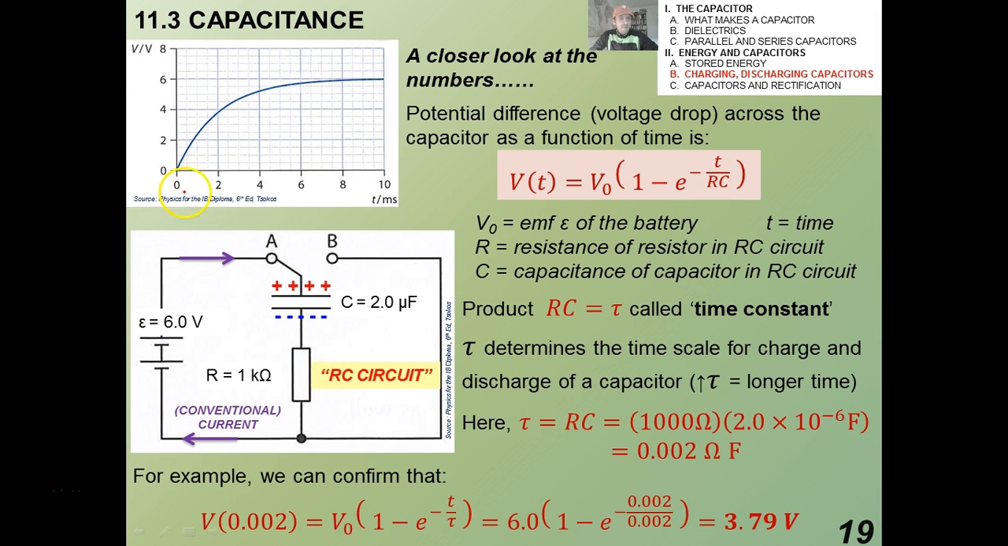Now, for example, if we look at this graph, we can confirm that, okay, so taking t at, say, 2 milliseconds, if we plug it into this equation, we get that V at 0.002 is 3.79 volts, and you see that's exactly what this graph shows, okay?